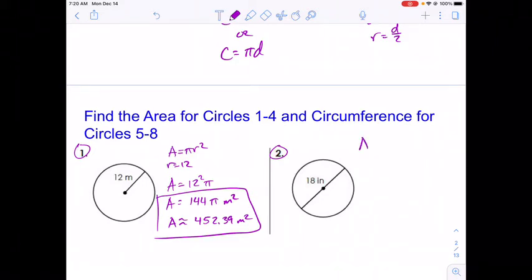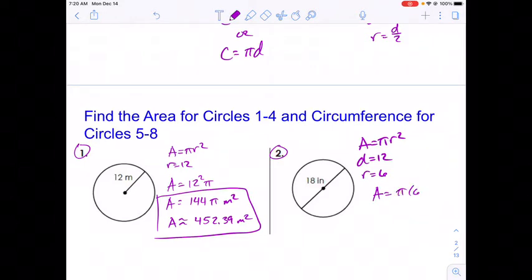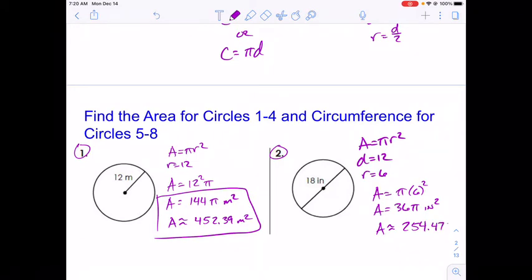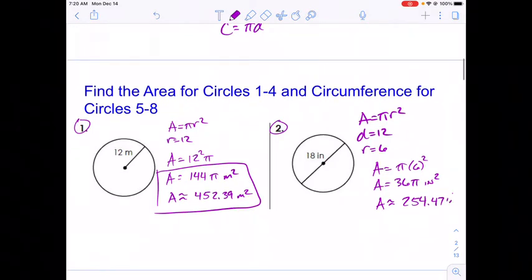So the next problem here, once again, we're using area. So area is equal to pi r squared. And this time our diameter is equal to 12. So in order to use our formula, we need the radius. So we divide it by 2. And that gives us 6. The radius is 6 here. So area is equal to pi times 6 squared, which is going to give us 36 pi. And this is going to be in inches squared. There's our first answer. Second answer is going to be when we multiply it by pi, and that's going to give us 254.47 squared inches. So those are our two answers here for this one.